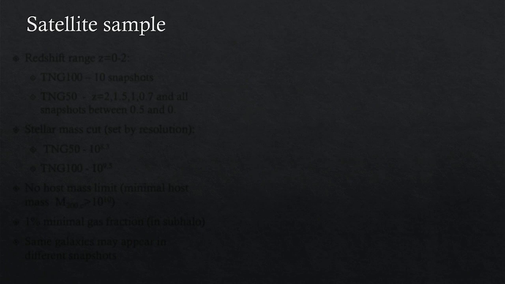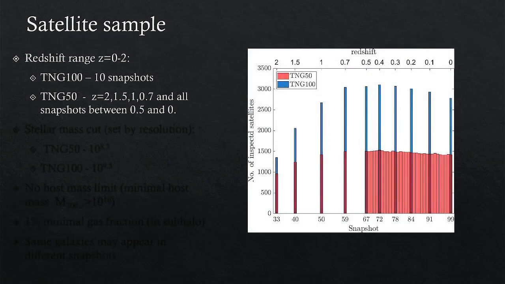So to start things off, we had to decide on a satellite sample. So we looked at redshifts going all the way up to redshift 2. This kind of shows how many objects we have from each snapshot in the simulation we decided to use in TNG50 and TNG100. And one of the things we did in this project is for TNG50, every snapshot from 0.5 to 0 was examined. So we have a continuous classification for galaxies going from 0.5 all the way to redshift 0.